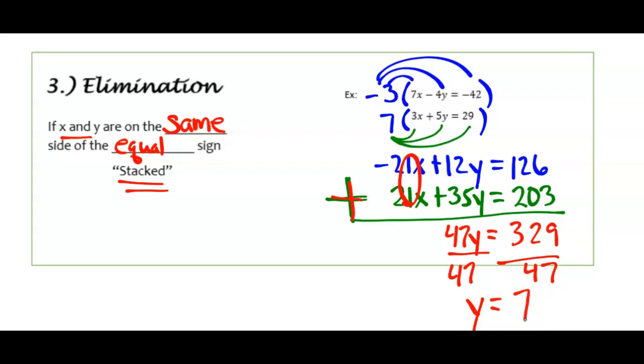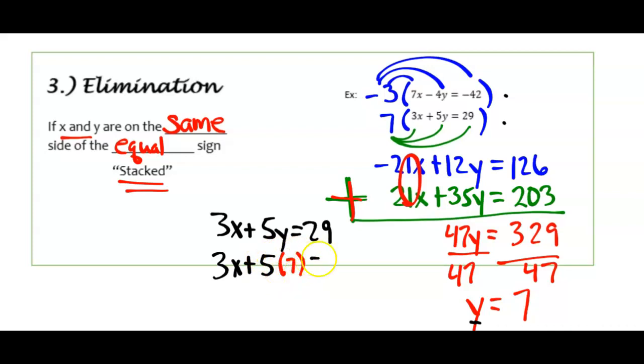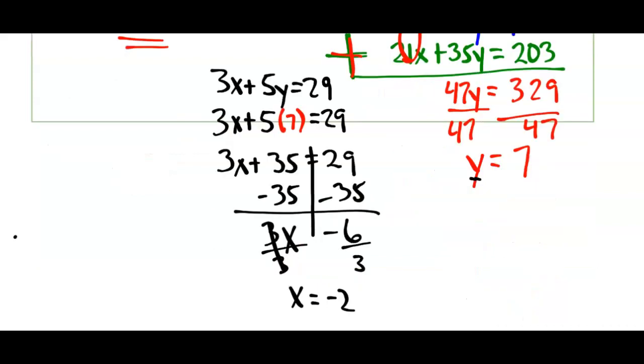Okay? So now, how do I find my x? Well, I can take either one of these. I'm going to use the bottom one because it's positive. 3x plus 5y equals 29. What am I replacing? My y. So 3x plus 5, replace my y with 7, equals 29 and solve. Pause the video, solve that, come back and see if you get the same answer.